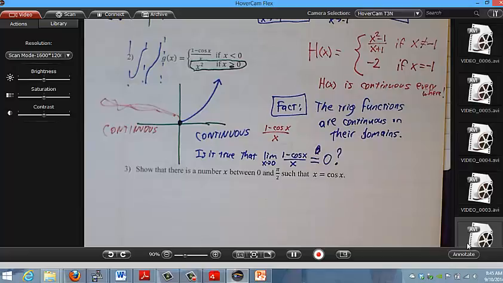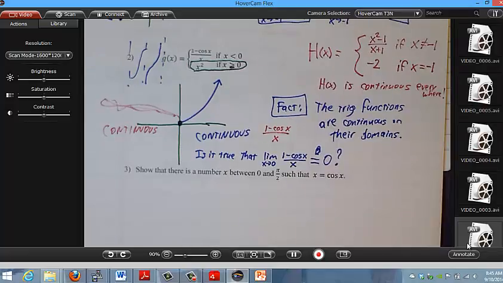Well, remember I said first thing you do is try plugging in, right? What's the cosine of 0? 1. Cosine of 0 is 1. So what do I get when I plug in 0 into this function? 0 over 0. What does that mean? Indeterminate.